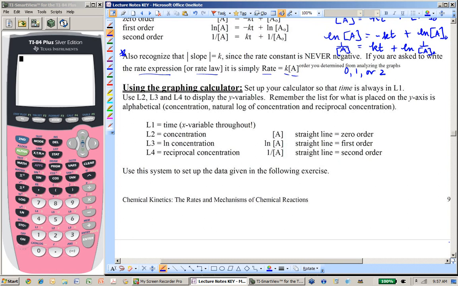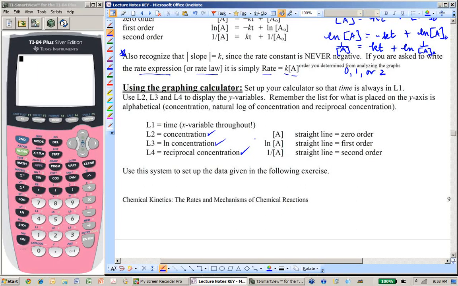So think about the fact that we're always going to put time in L1, so you may even want to rearrange your data table, or label the top of the data table, which is a good idea. Then we're going to use L2, L3, and L4 to display the Y variables. So obviously we're going to put concentration in L2. Then we're going to batch transform that column to give us the natural logs of each and every one of those concentrations. And then we're going to batch transform again over in L4 and make them give us the reciprocal of L2.